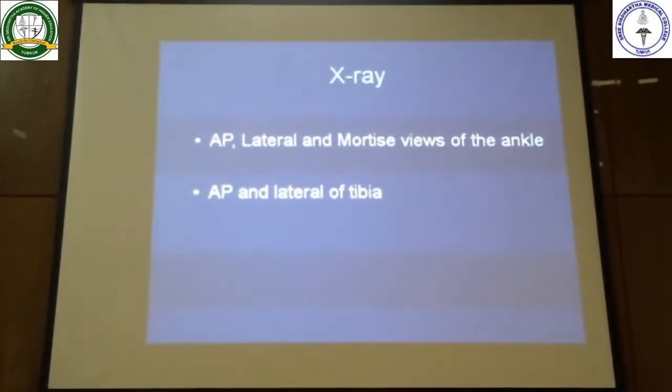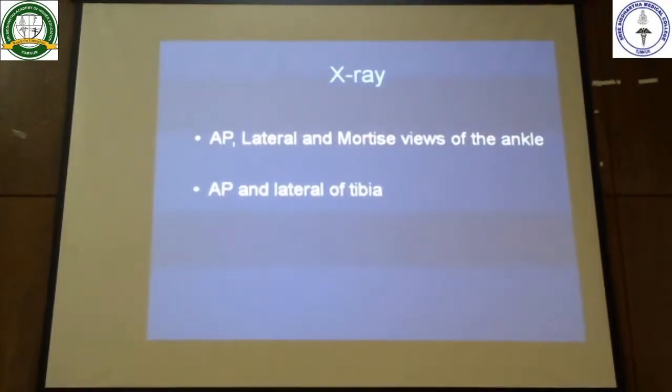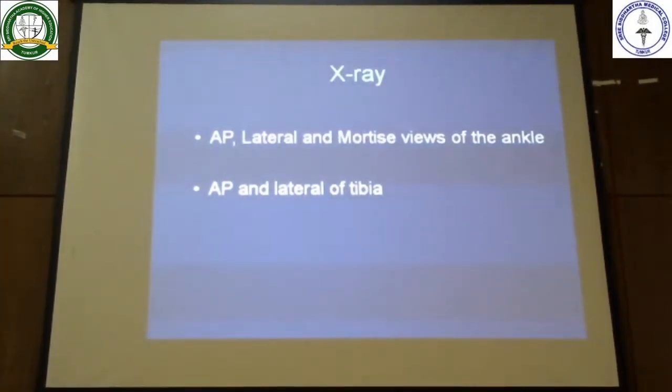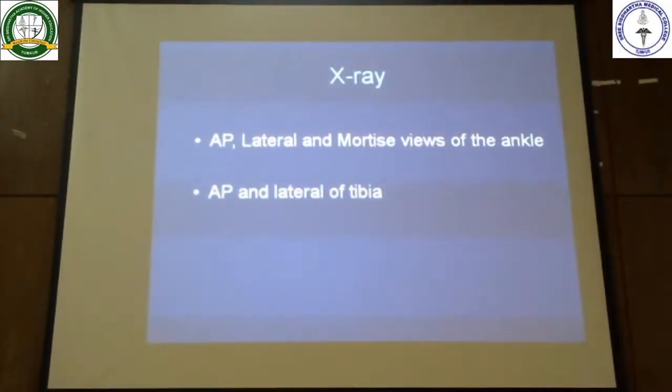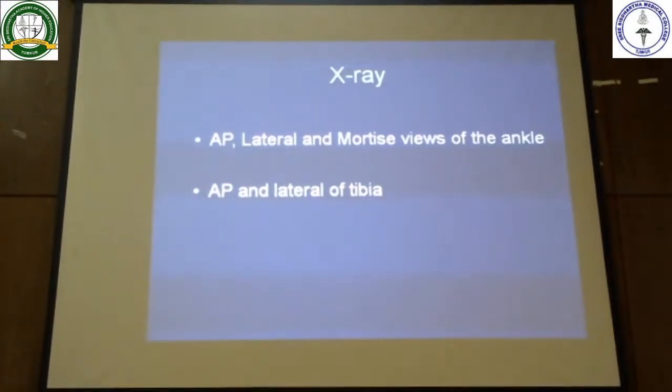Coming to X-rays, as you know very well, just like in all major bones of the human body, AP and lateral views are very important as far as the ankle joint is concerned. But here, in the case of the ankle, one more X-ray is important, that is known as a Mortise view. We'll just see what exactly it is. So AP and lateral views as usual. Along with that, it is known as the ankle mortise. That is an X-ray of the ankle mortise.